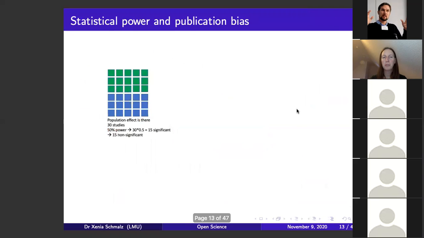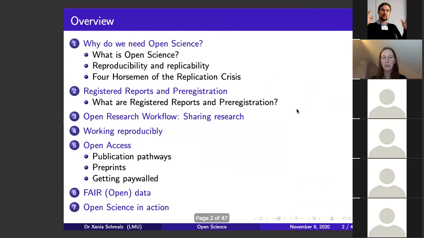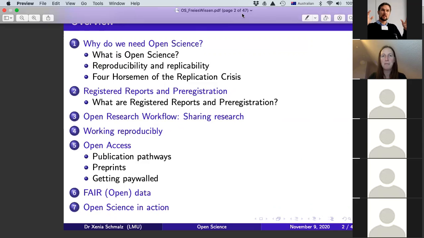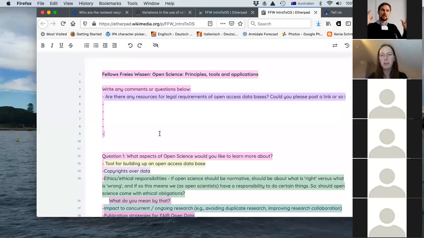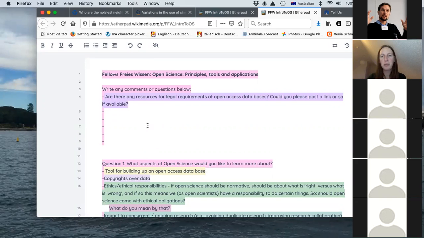Then I'll just quickly check what the remaining topics are. So we have registered reports still left and open access. My guess is that open access is going to be more broadly applicable to everyone. Maybe I will quickly create a poll because I think we will have time for one more topic. Or maybe actually rather than me going into the poll, somebody is typing a question.